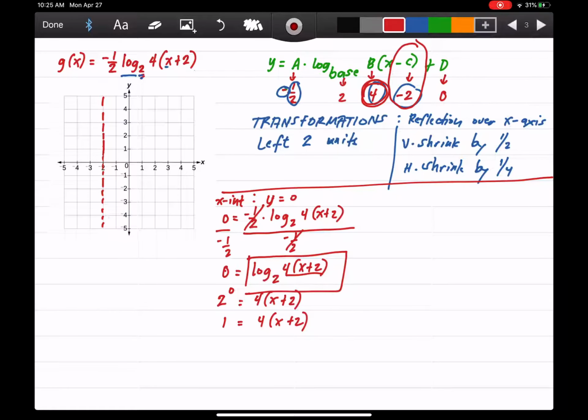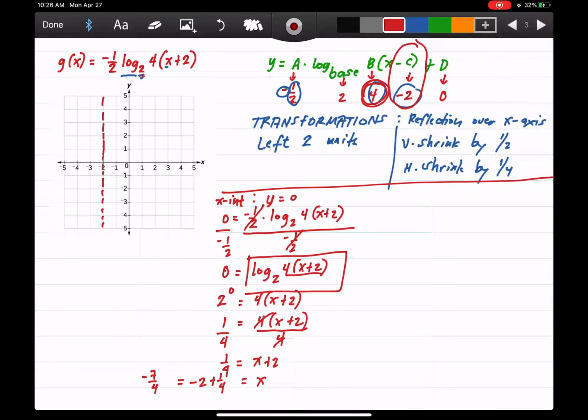What we can do here is divide first by 4. So that's 1/4 equals, cancel this out because that's equal to 1, x plus 2. So subtract 2 from both sides. So we have negative 2 plus 1/4 equals x. Let's simplify this further. 4 times negative 2 is negative 8, plus 1 is negative 7. So that's equal to negative 7 over 4.